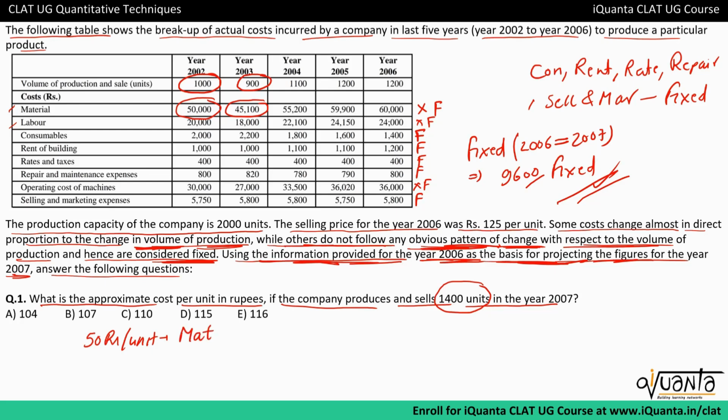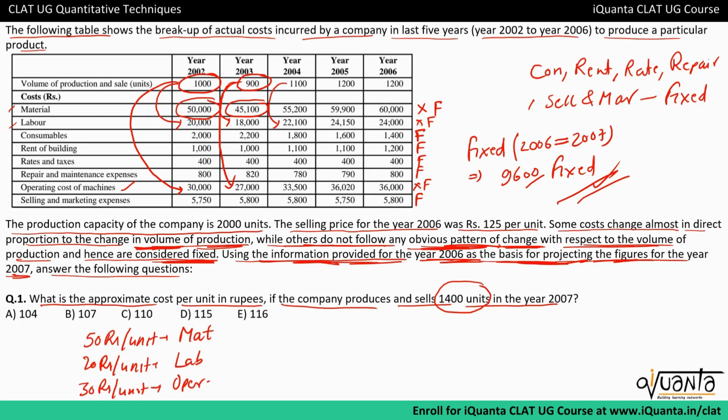Material. Okay. Similarly, if you find it out for labor, because labor was also not fixed, for 1000 units the cost is 20,000, for 900 units the cost is 18,000, for 1100 units cost is 22,000. So it is roughly 20 rupees per unit. Okay, so 20 rupees per unit is the cost for labor. Okay, then which is non-fixed, it is operating cost of machines. So when there are 1000 units, cost is 30,000. When there are 900 units, the cost is 27,000, which tells us that price per unit, it is around 30 rupees per unit. So 30 rupees per unit will be the cost for operating cost, right?